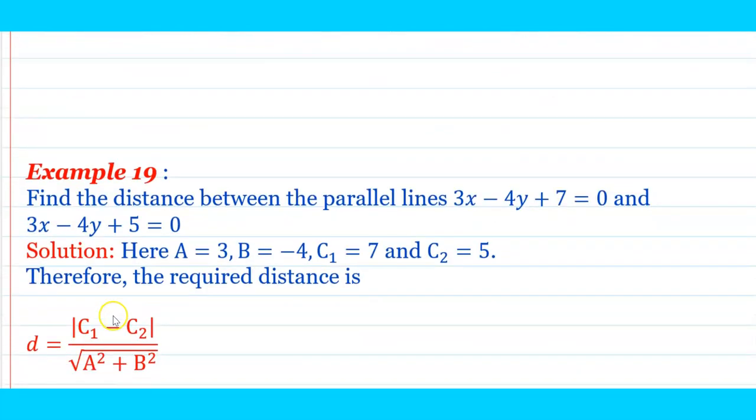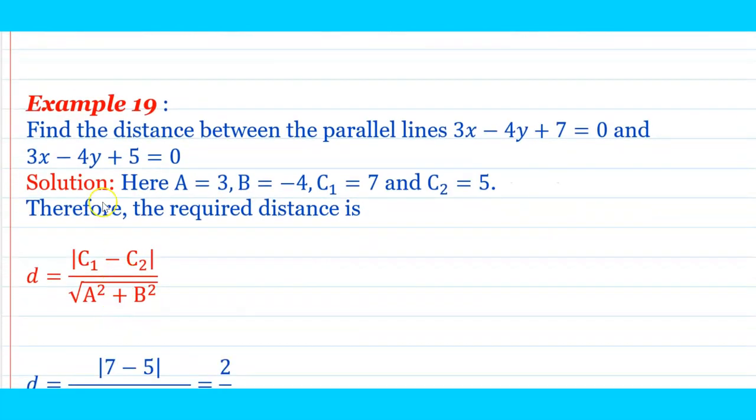Now example number 18. Find the distance between the parallel lines 3x - 4y + 7 = 0 and 3x - 4y + 5 = 0. Here in the first line a is 3, in the second line a is also 3, b is -4 and b is -4, but c1 and c2 are different. c1 is 7, c2 is 5.